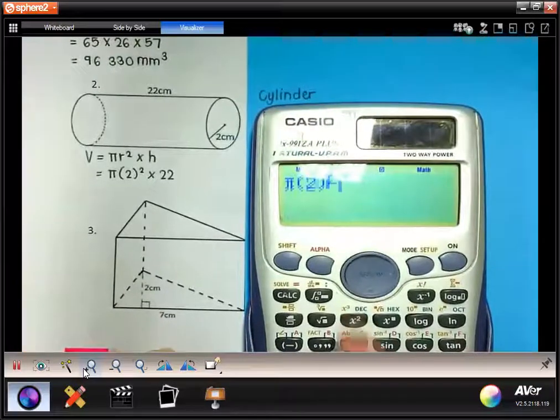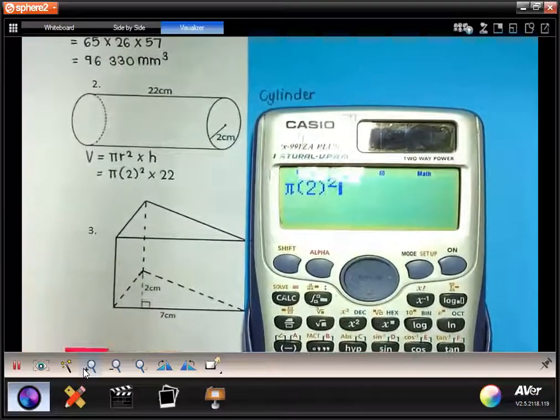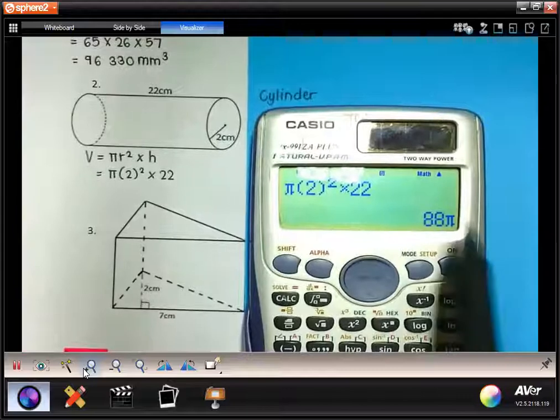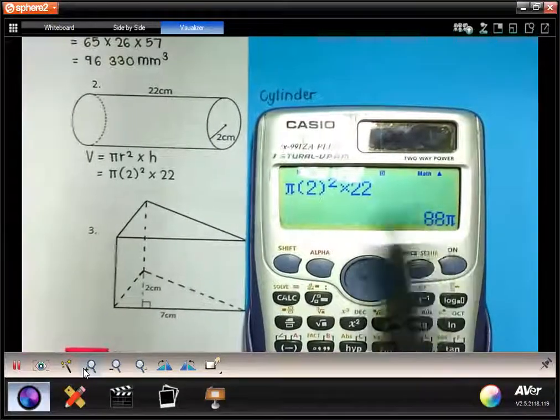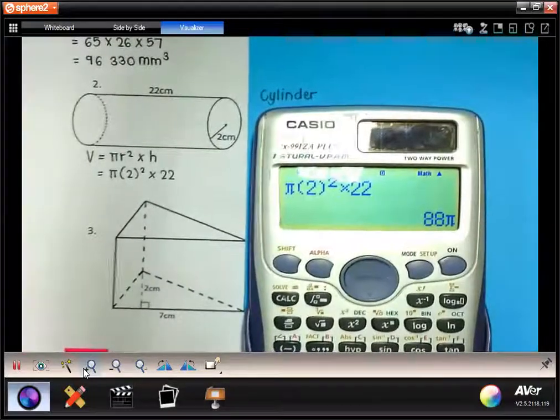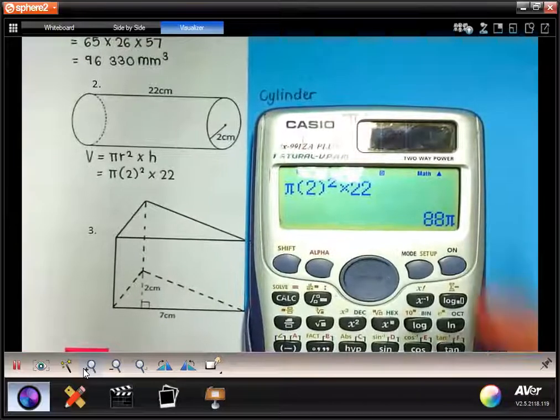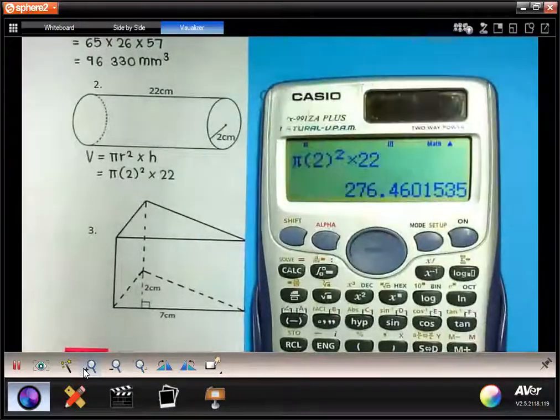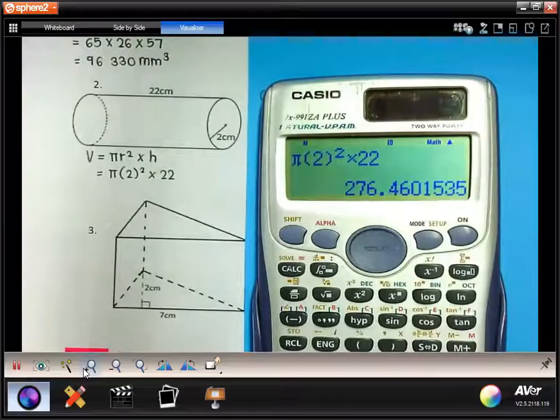Then you do your 2 squared, which you can write as times 2 squared. That's also fine. It will give you the right answer. Times 22. Now, we don't want this answer, right? We don't want an answer with pi because, I mean, what does that even mean? No one knows. I'm sure some people know, but that's not really an understandable value. So you press SD there, and it will give you the decimal form. That is what you're going to write down.